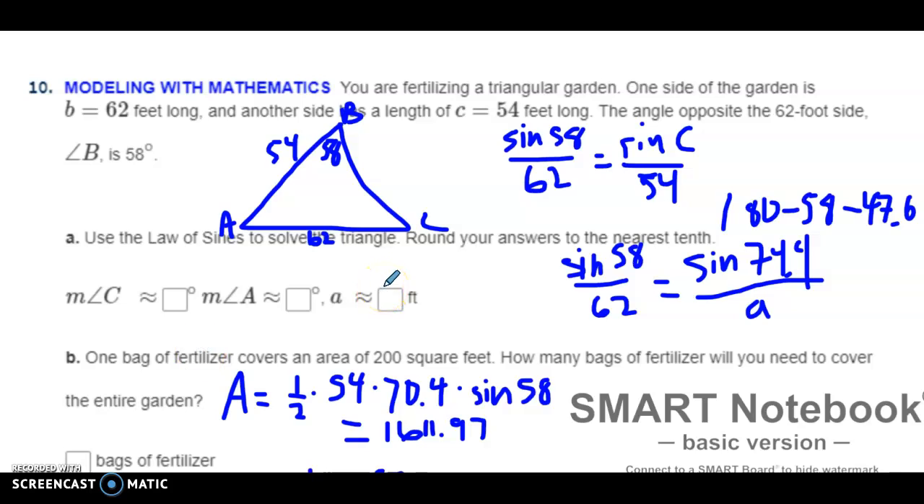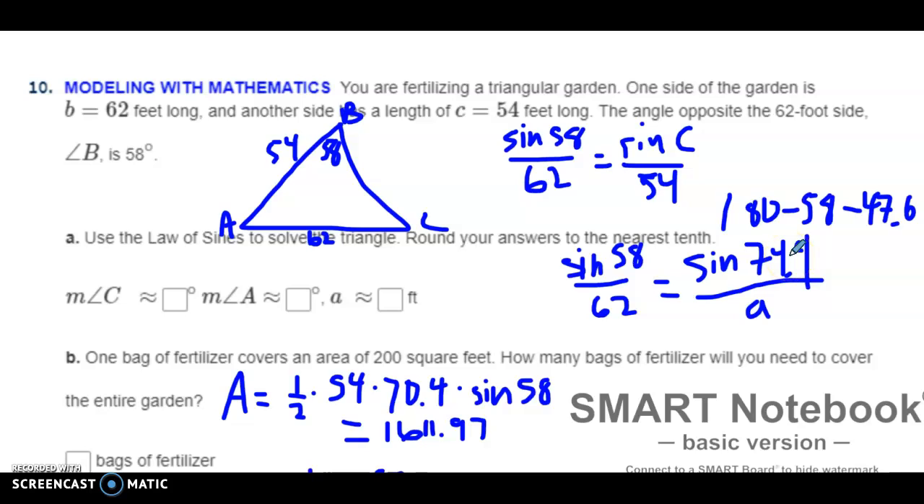Last one, number 10. You're fertilizing a triangular garden. And all you know is that one side of the garden is 62 feet, and the other side is 54 feet, and the angle opposite the side 62 is B. So we do have a ratio of the B's. So I'm going to use that to find my other pieces of information. Sine of 58 over 62 is equal to sine of C over 54. Find an answer for angle C is 47.6. 180 minus 58 minus 47.6 is 74.4.